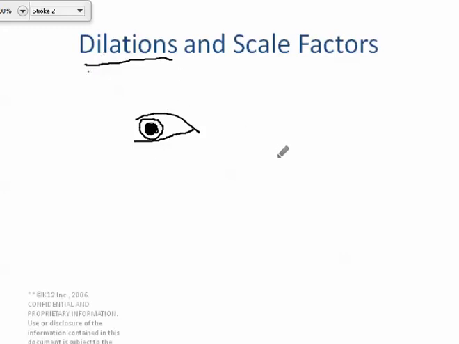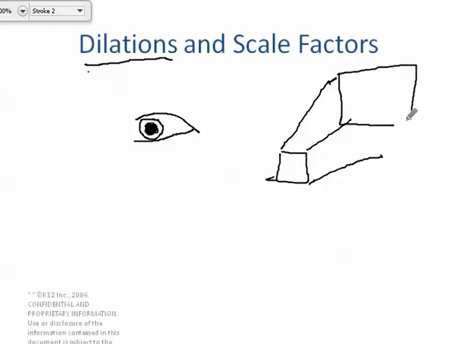A dilation means I'm going to take an object and make it get bigger. So we're just going to look at two-dimensional objects here getting bigger. If it got a little bit bigger, that is a dilation. Or what if it wanted to get smaller? Okay? So it's going to get smaller this way.